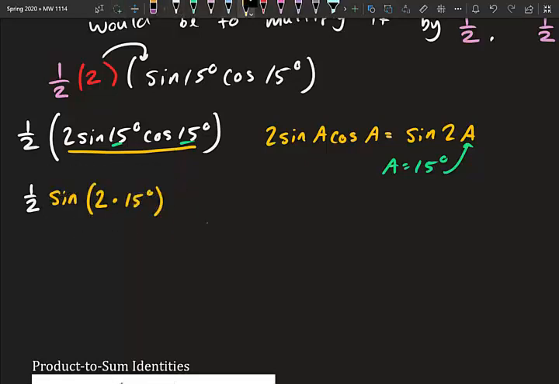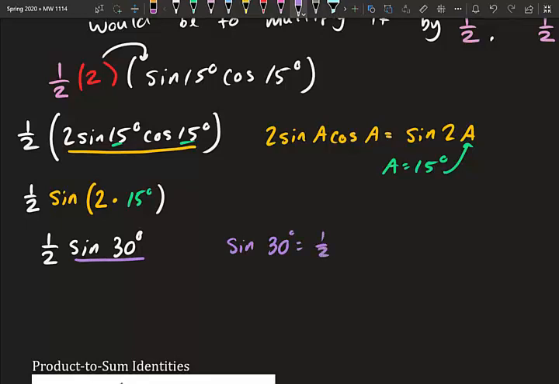We're going to keep simplifying. So what we do, we have 1/2 sine 30 degrees. And we know sine 30 equals 1/2. So we have 1/2 times 1/2 which is 1/4.